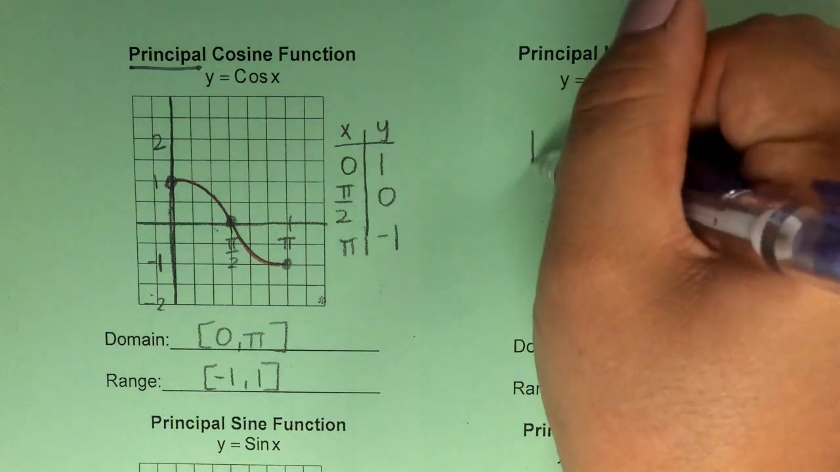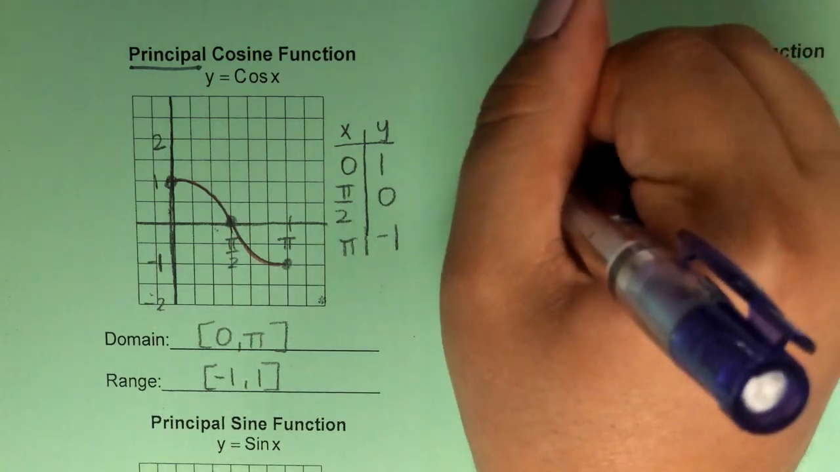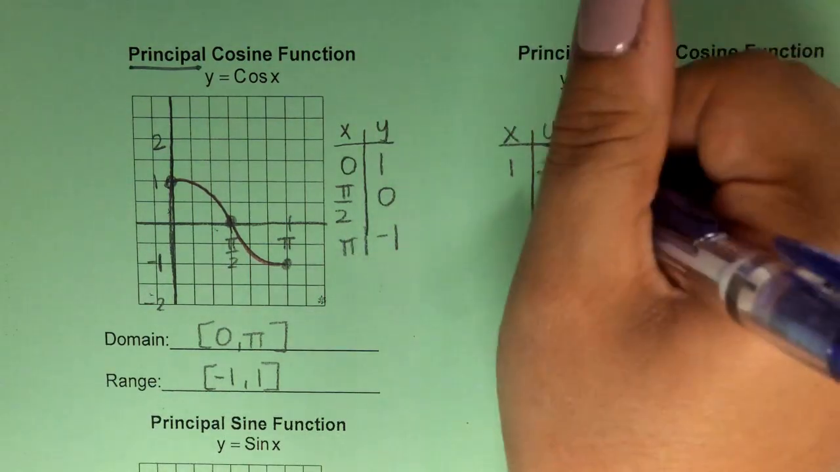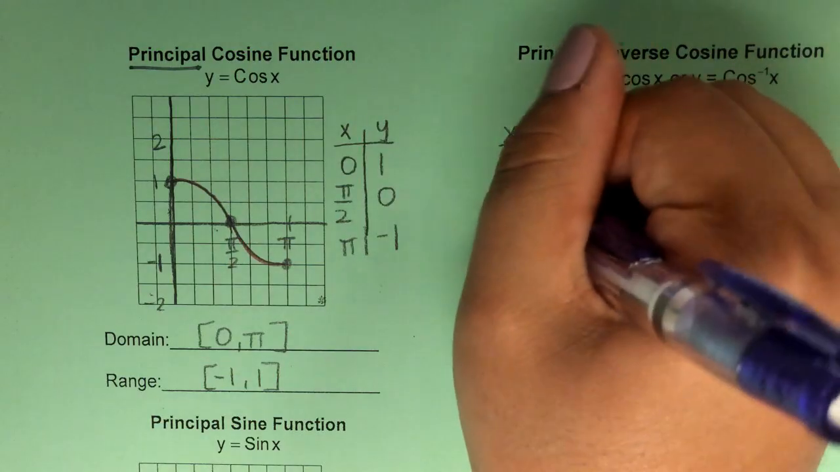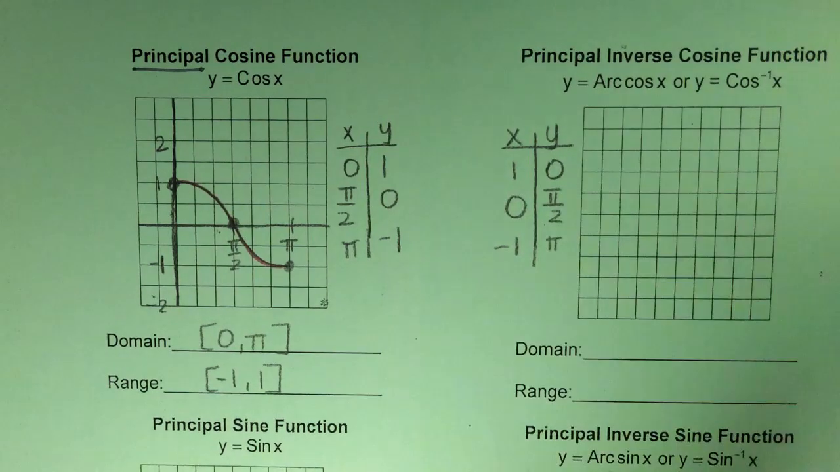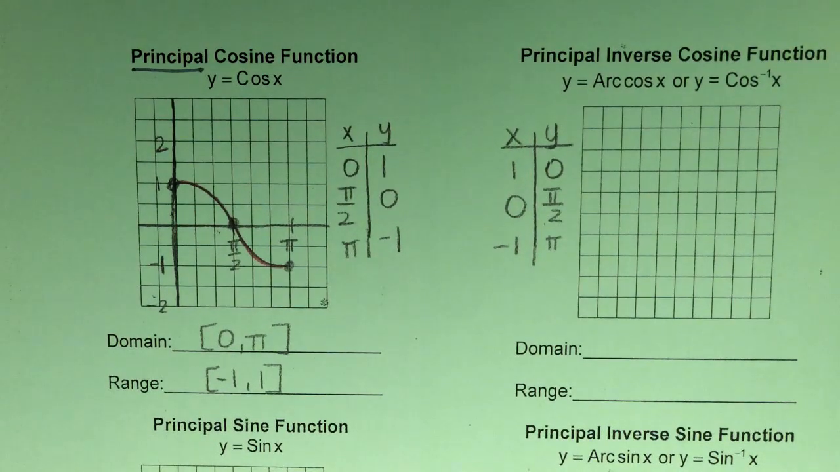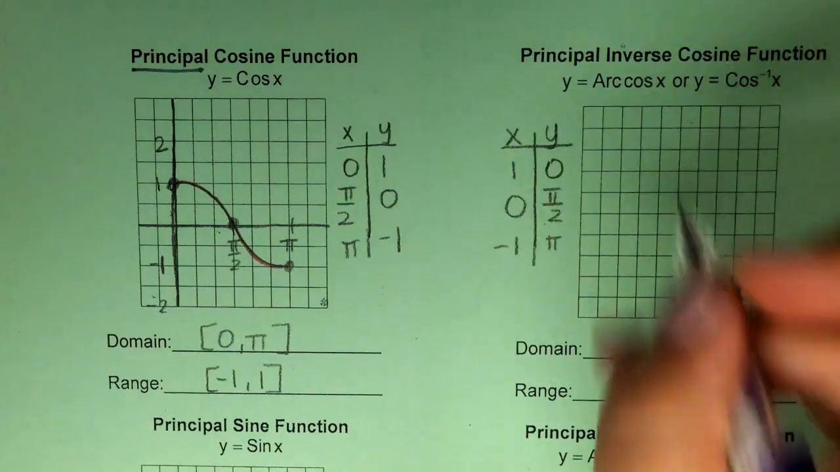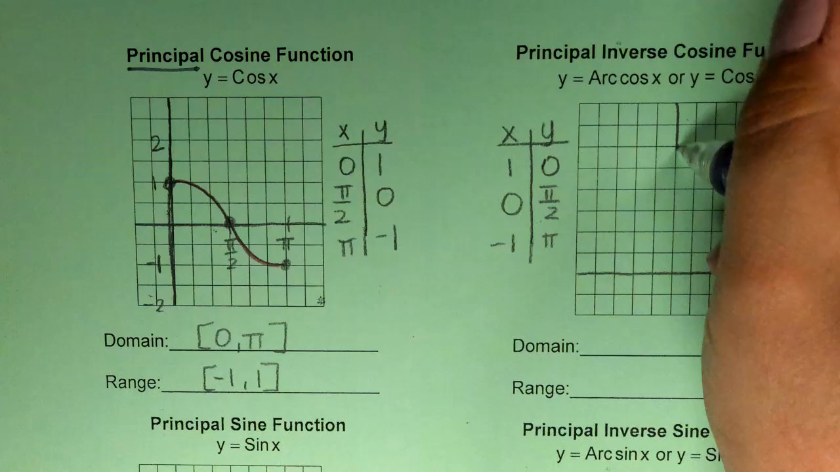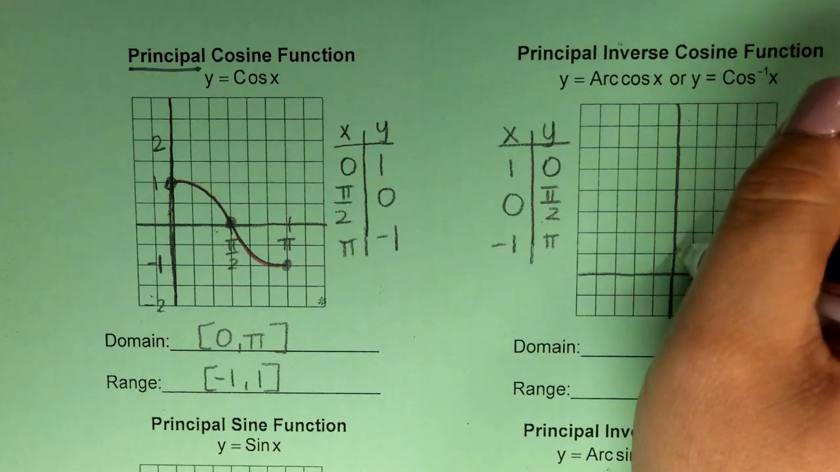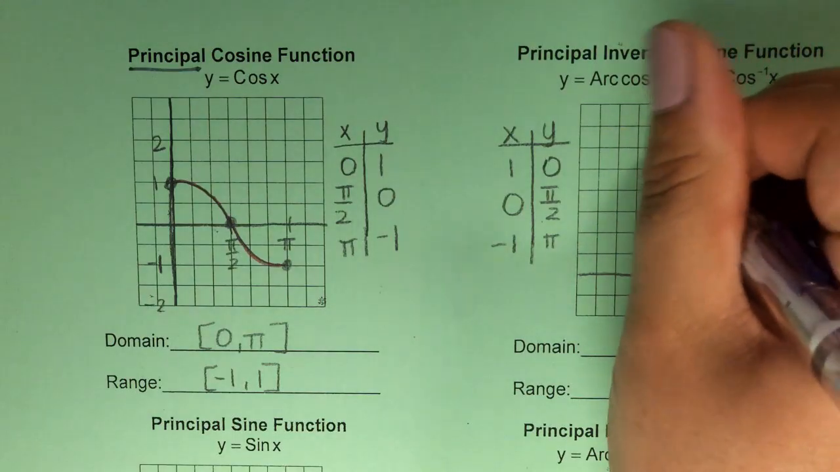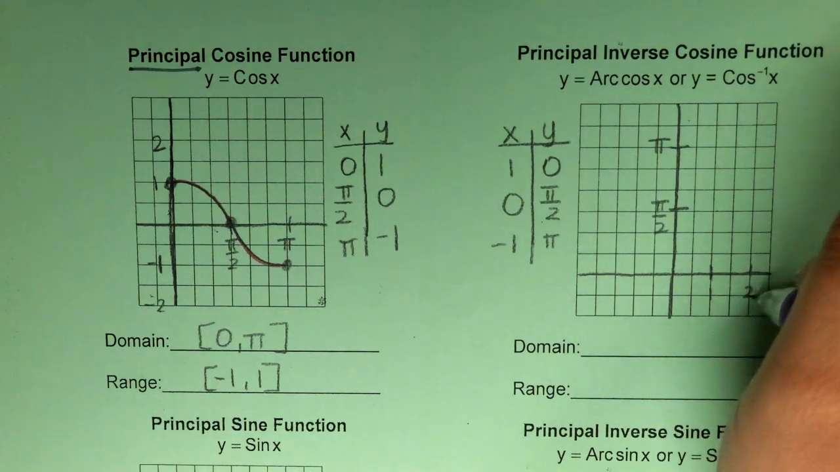Now to get the inverse, what am I going to do? Switch x and y. So my new points are going to be 1, 0; 0, pi over 2; and -1, pi. Edwin, write this down. And I'm going to also switch the way that I number my x and y axis. So now my y axis is going to go by 3s. And my x-axis is going to be every other one.